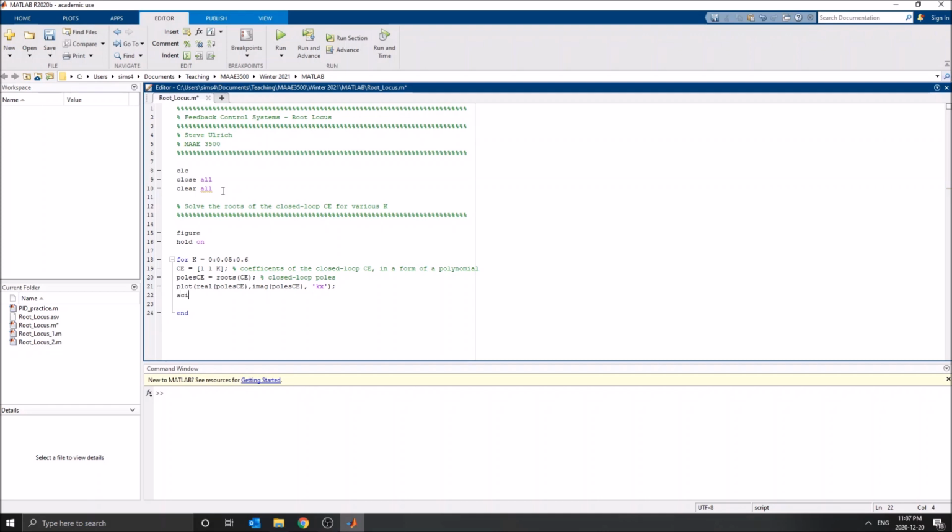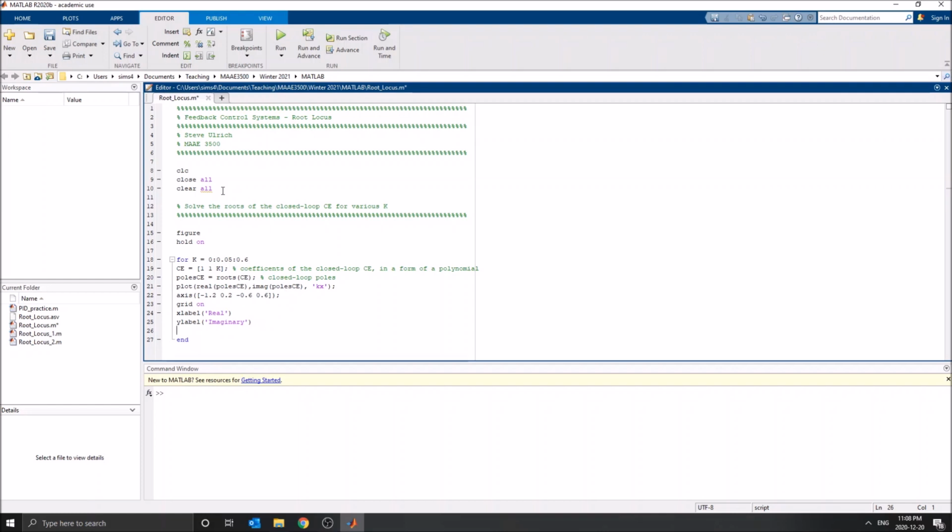All right, next I'm going to set my axis so that I see what's going on. I'm going to use minus 1.2 to 0.2 along the x-axis and minus 0.6 to 0.6 along the y-axis. I'm going to add some grid to better visualize the data. I'm going to set the label of the x-axis to be the real component of my poles, and the y label to simply be the imaginary component of my poles.